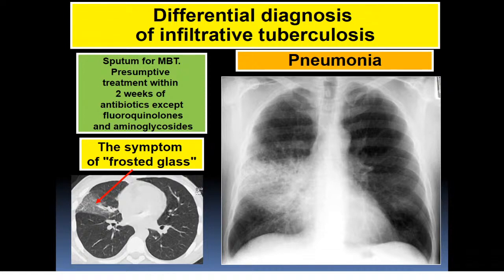If we do not find mycobacterium of tuberculosis in sputum, and on X-ray see an infiltrative shadow, we should use non-specific treatment with wide-spectrum antibiotics for 2 weeks, except fluoroquinolones and aminoglycosides. It is better to use other groups of antibiotics. And on this X-ray and on CT scan, you can see an infiltrative shadow. On CT scan, the infiltrate looks like frosted glass.